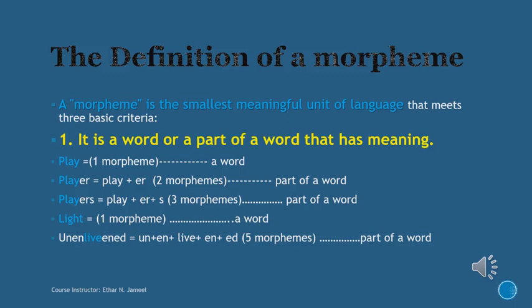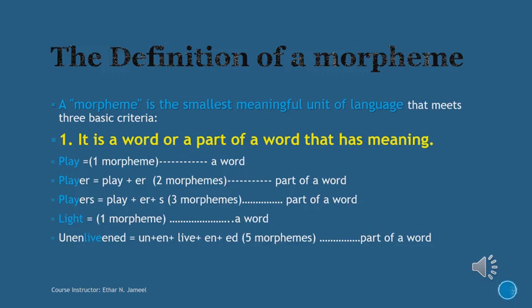The word play. Play is a word that consists of only one morpheme. Nothing is attached to play, just play. So it consists of one morpheme, and at the same time, it is a word, not a part of a word. It is a word by itself.